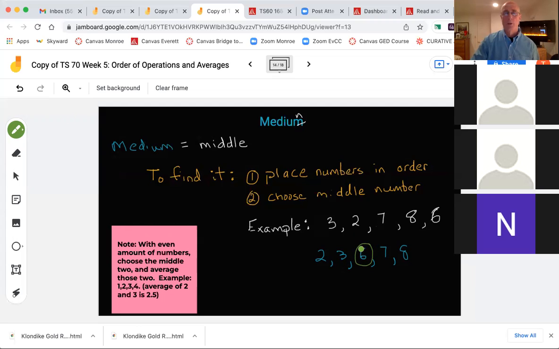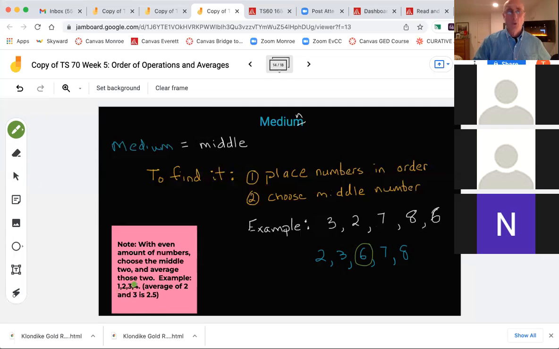However, one little twist that will come up occasionally: what do you do if you have an even amount of numbers? My pink note over here says, with even amounts of numbers, choose the middle two and average those two numbers. I have an example here. If I had 1, 2, 3, and 4, the average of 2 and 3 is 2.5. So if I had 4 numbers, you see how that's an even amount of numbers? There's no number in the middle of these 4 numbers. You get a middle number when you have an odd amount.